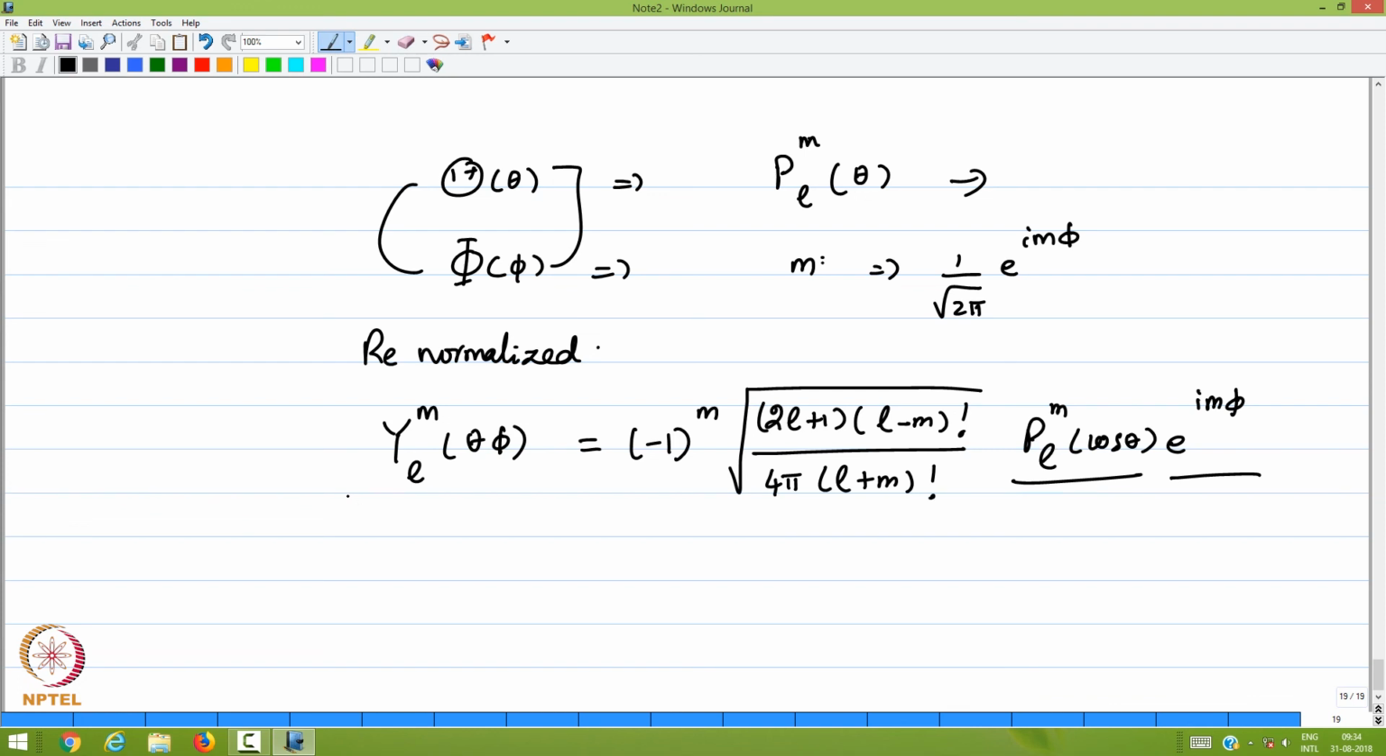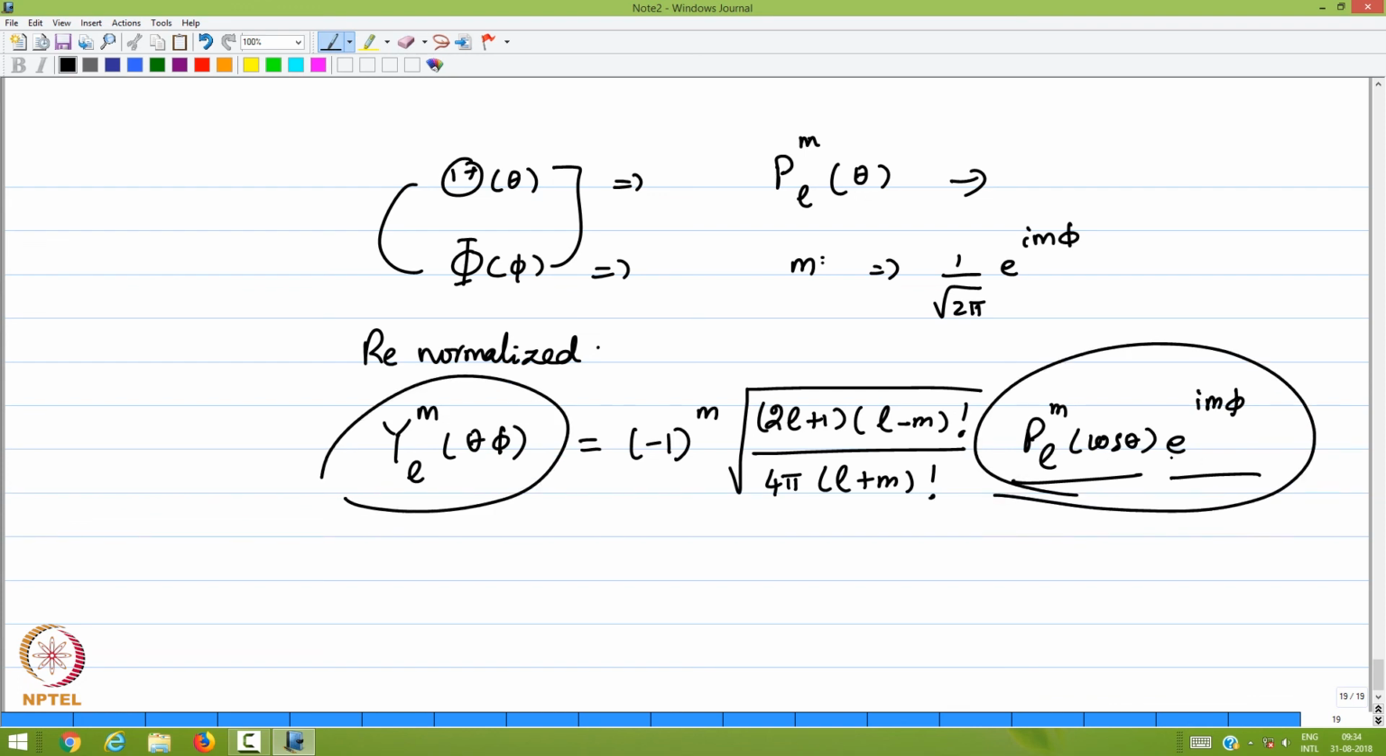So, you have Y L m theta phi in terms of the P L cos theta e to the i m phi. Expressions for all of these were given in the detailed lecture notes on the hydrogen atom, which runs into about some 30-35 pages. That is there on your website, and these functions have been explicitly given.